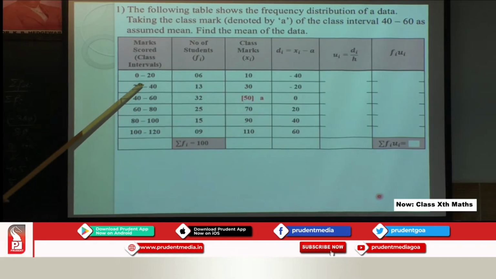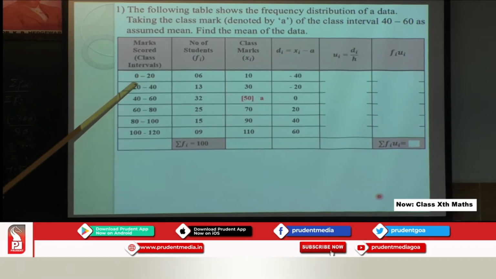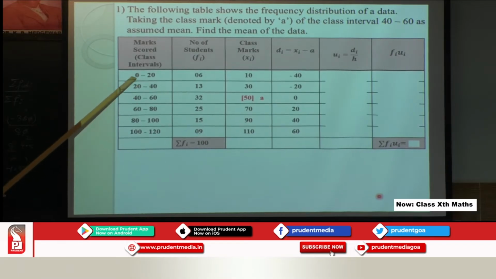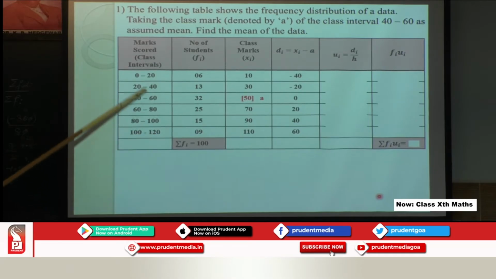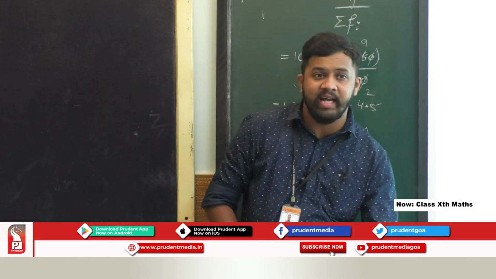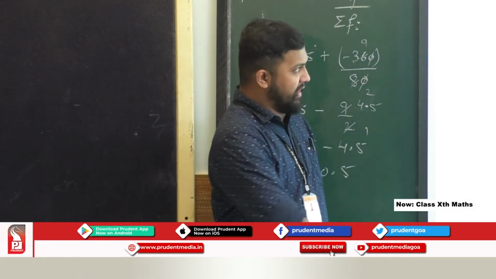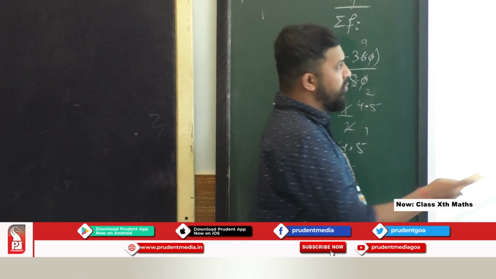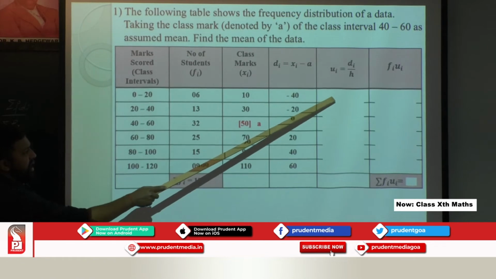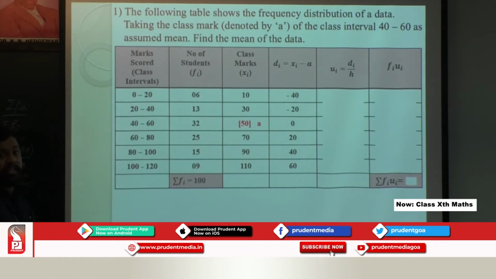Class size. Subtract now, upper limit minus lower limit. If you subtract upper limit minus lower limit, any of the class intervals you can subtract and check. The difference is 20, so 20 is the class size. Divide each number by 20 now. Minus 40 divided by 20. What is the answer? Yes, correct. Minus 2.